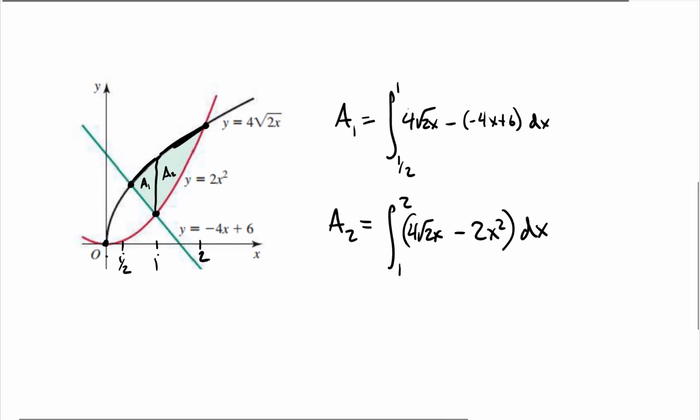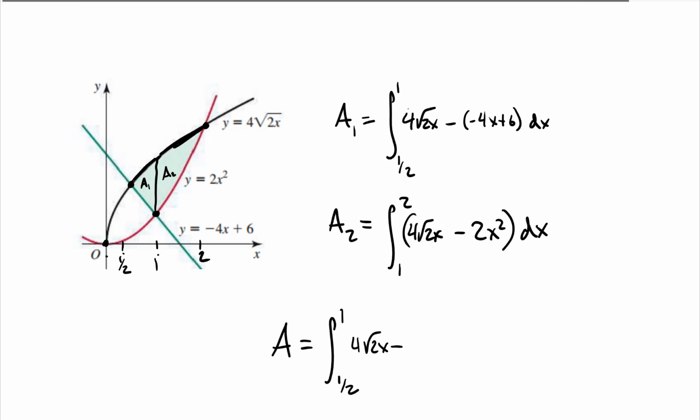So our total area would be the integral from 1/2 to 1 of 4 root 2x minus negative 4x plus 6 dx, plus the integral from 1 to 2 of 4 root 2x minus 2x squared dx. And then you go through and you solve that bad boy. Lots of fractions, lots of fun stuff. Is that going to take forever? But we set it up. Who knows? Maybe you have a problem on your exam where I just say, hey, set the thing up. We don't actually go through and solve for it. Well, that would be the setup.